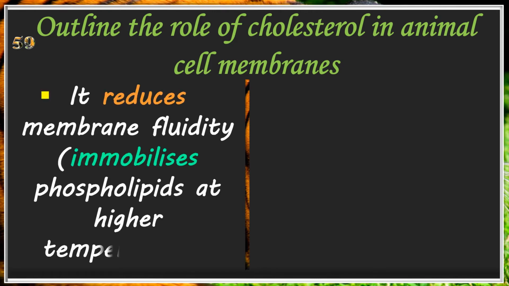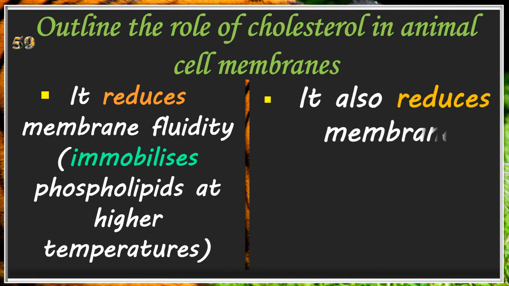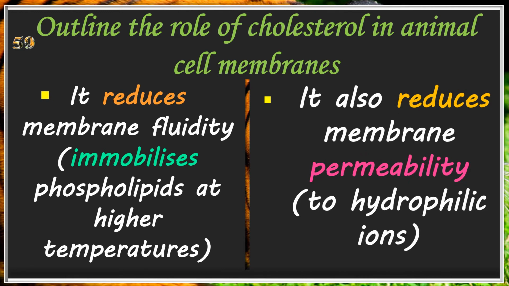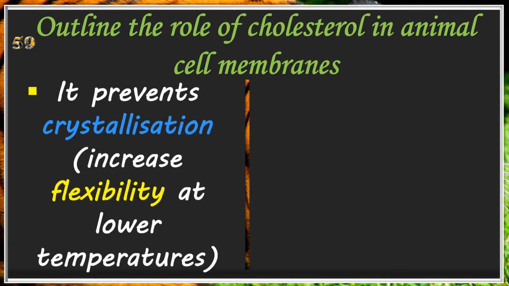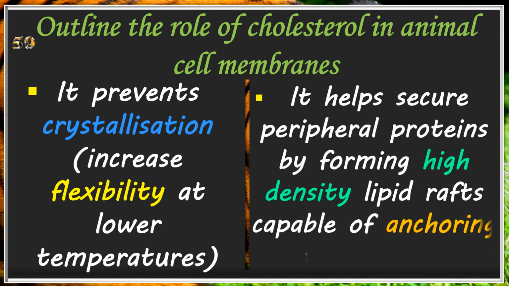Outline the role of cholesterol in animal cell membranes. Cholesterol reduces the membrane fluidity. That is, it immobilizes phospholipids at higher temperatures. Secondly, it reduces the membrane permeability to hydrophilic ions. It prevents crystallization. That is, it increases flexibility at lower temperatures. It also helps secure peripheral proteins by forming high-density lipid rafts capable of anchoring the protein.